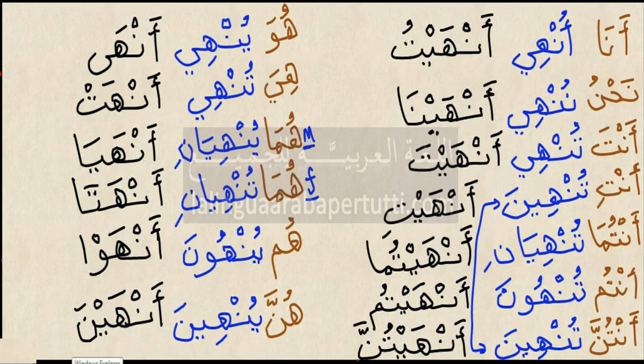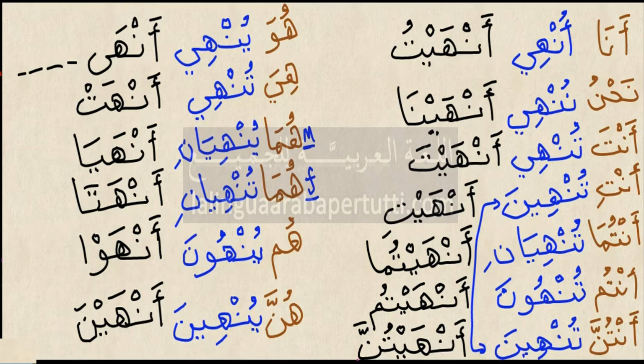أنا أنهيت، نحن أنهينا، أنت أنهيتَ، أنت أنهيتِ، أنتما أنهيتما، أنتم أنهيتم، أنتن أنهيتن. هو أنهى، هي أنهت، هما أنهيا، هما أنهتا، هم أنهوا، هن أنهينا. Always when you use the verb أنهى you should say أنهى something. For example I can say أنا أنهيت دروسي. I finished my lessons.